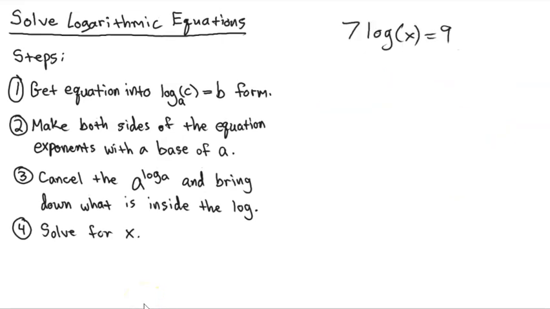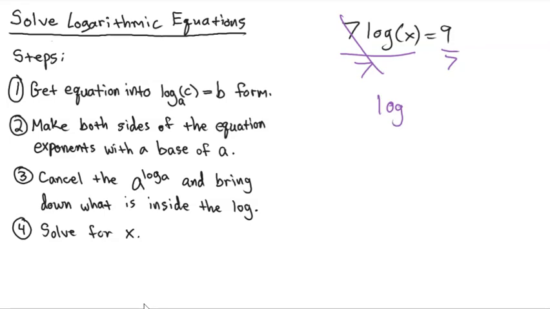All right, here's another one. We have 7 log of x. This is log base 10 because it's just log of x, so it's log base 10. So 7 log of x is equal to 9. This is not in the correct form. We have an extra 7 here, so to get it into the correct form, we're going to divide by 7 on both sides and cancel the 7 over here.